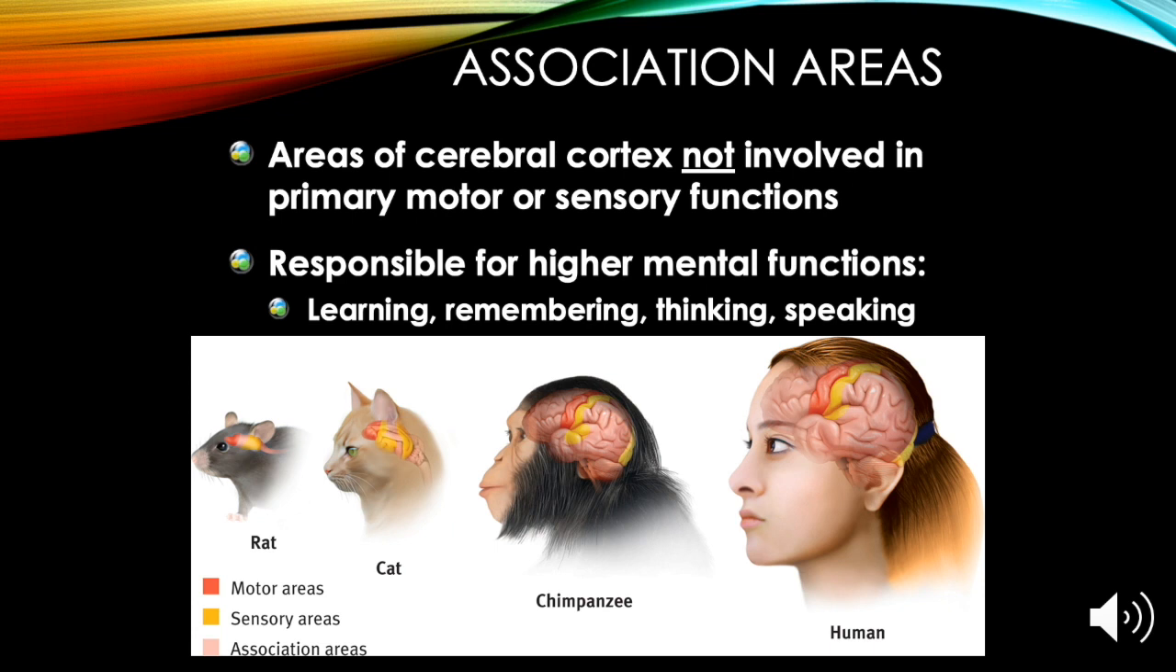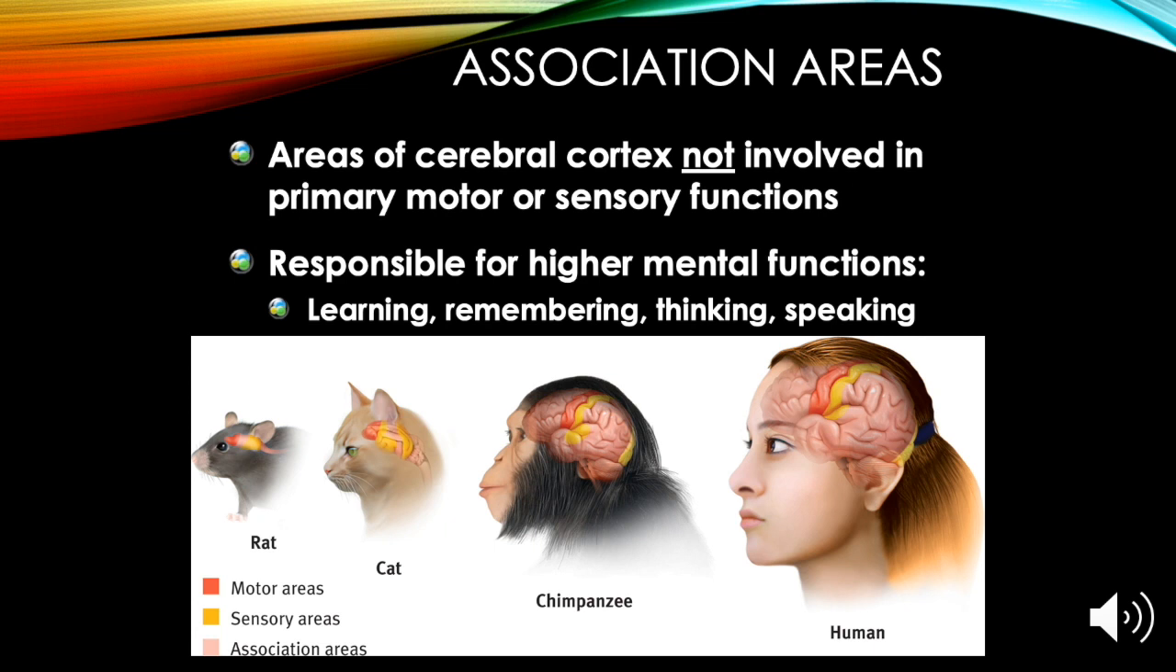Moving on to a chimpanzee, chimpanzees have bigger motor and sensory areas than a cat or a rat, but they're a relatively small amount of their brain as far as a ratio goes. A chimpanzee has more association areas, has more ability to learn and think and remember things. And then you look at a human, which has the largest motor and sensory areas, but also the smallest ratio. It definitely has the most association areas. So that is why we are able to learn and remember and think and speak at a higher level than other animals.